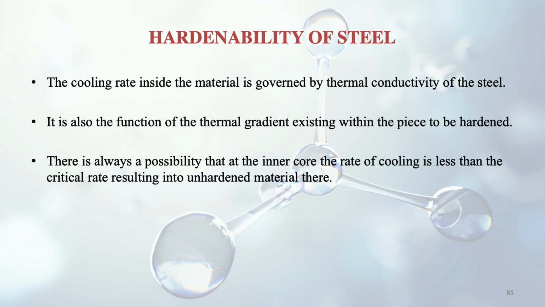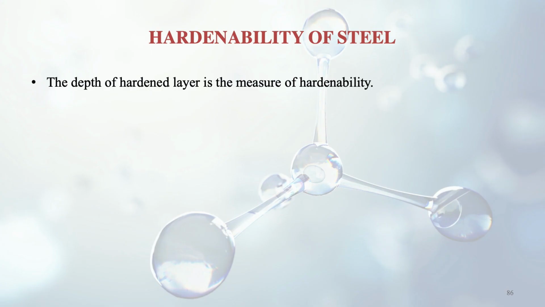So there is always a possibility that at the inner core the rate of cooling is less than the critical rate, resulting in unhardened material there. It is quite possible that the outer part of the specimen is hardened, whereas the inner part remains somewhat soft because the heat loss hasn't occurred in a proper manner. The depth of the hardened layer is the measure of the hardenability. Suppose a material is thick up to a certain portion; the depth of that hardened layer will give us the measurement of the hardenability.